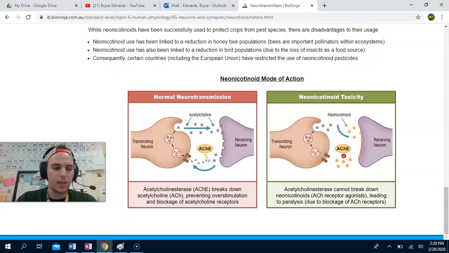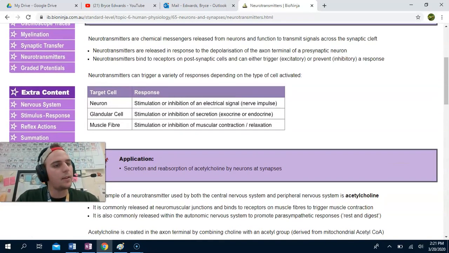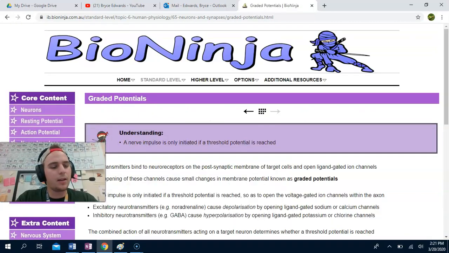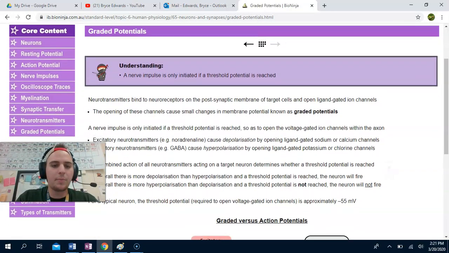And here's a picture of the kind of process. Okay, so in normal neurotransmission, the acetylcholine goes in, it binds, acetylcholinesterase breaks it down, and it gets reuptaken right here. With toxicity, okay, neonicotinoids, they stop acetylcholine reception, and instead, these neonicotinoids are the ones that bind, and they irreversibly bind, so that that neuron is constantly firing a certain way and leads to paralysis, which kills the bug.